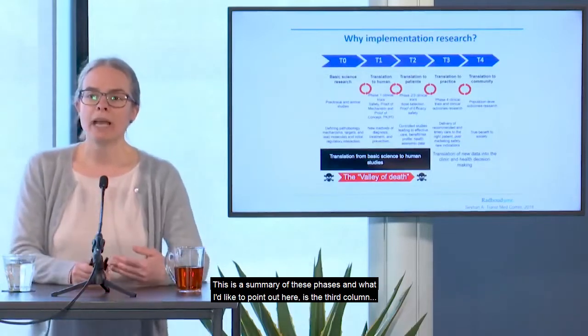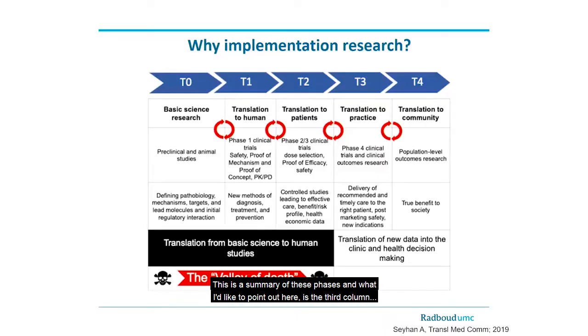This is a summary, again, of these phases, and what I like to point out here is the third column, where it is more clearly defined what we're trying to do. As you see, T0 and T1 are mostly focused on developing molecules or interventions and coming out with either an understanding of a process or a product. Then in the T2 phase we try to translate that to the patient. So how can we make sure that a compound is safe, that it is effective, that it can be administered to human beings? And then in T3, we translate this information into a wider scale.